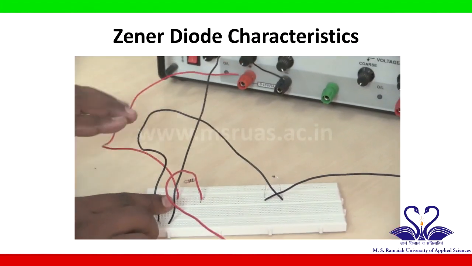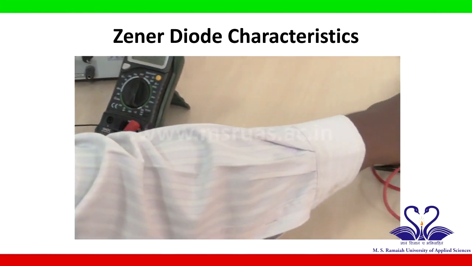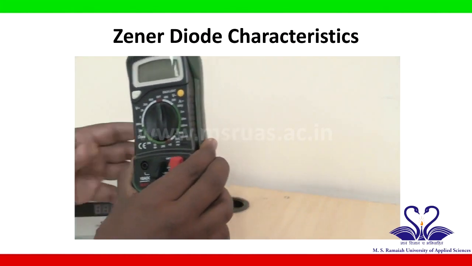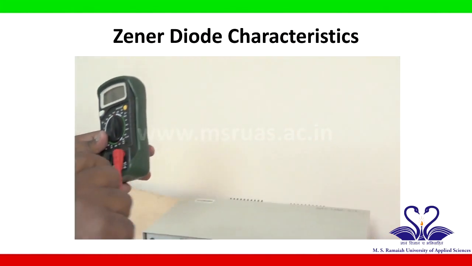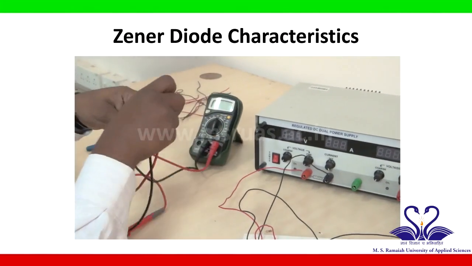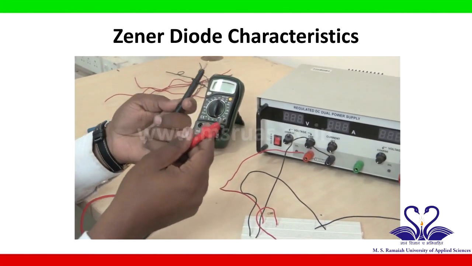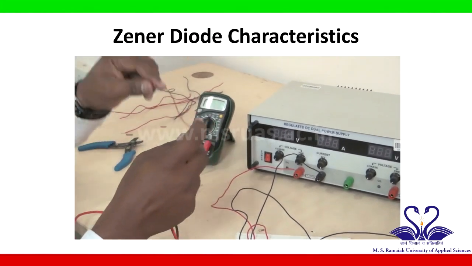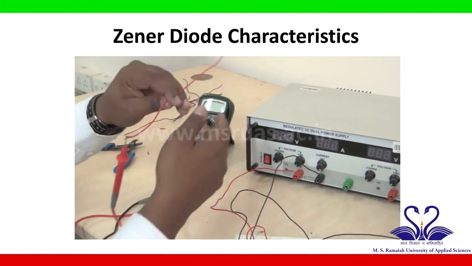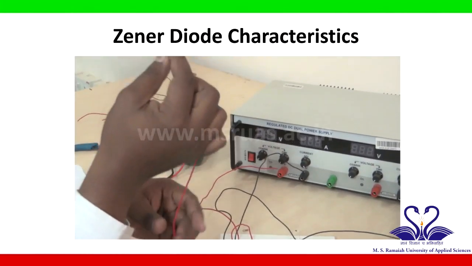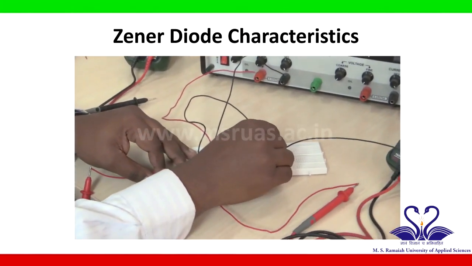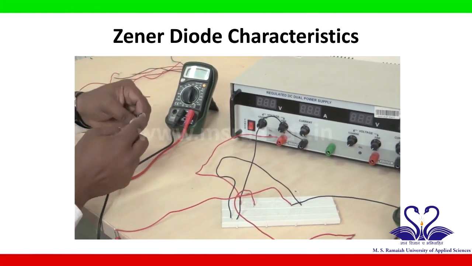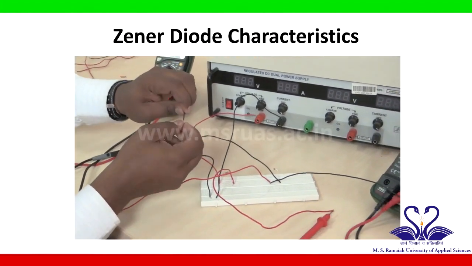Now you have to connect a voltmeter. I will take one more multimeter which I will use as a voltmeter. This has two terminals, one is black which is called negative, one is red which is called positive. The positive terminal of the voltmeter is connected to the P end of the diode. So this is the positive terminal of the voltmeter, which is connected to the P end of the diode, and the negative terminal of the voltmeter is connected to the N end of the diode.